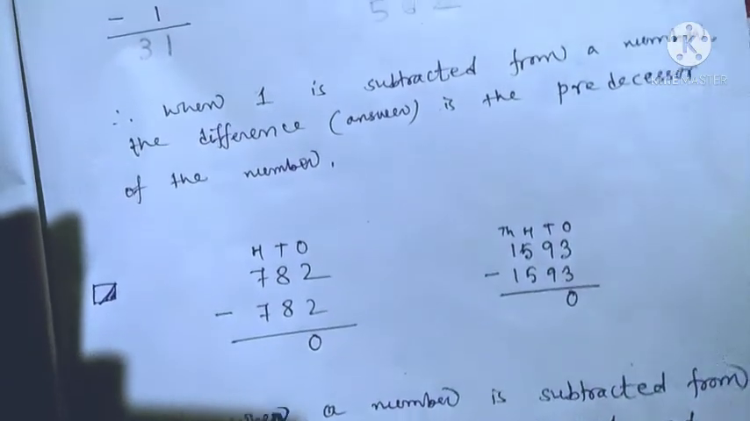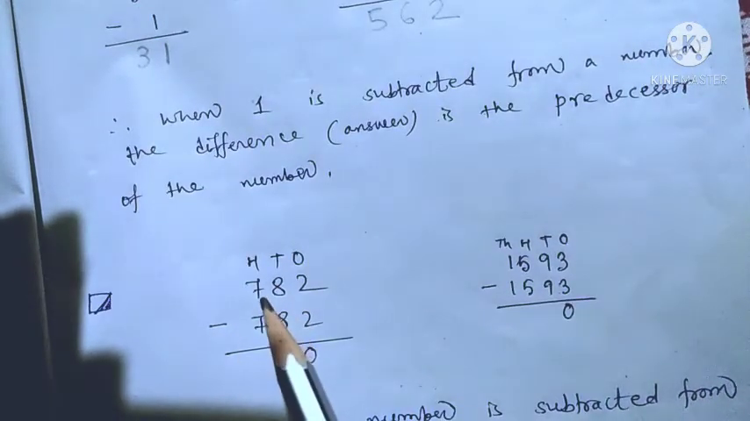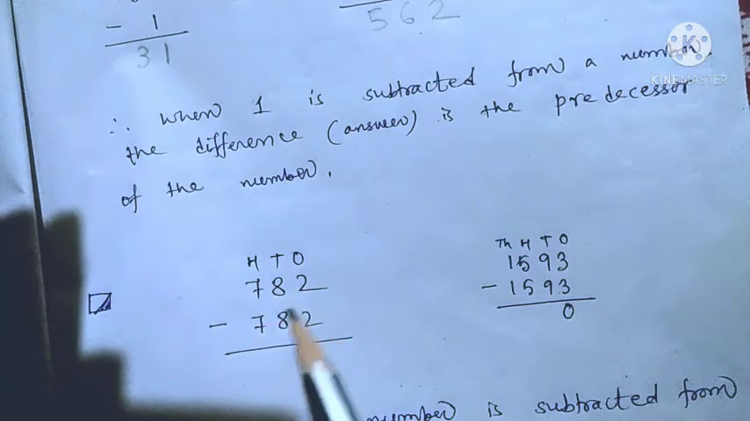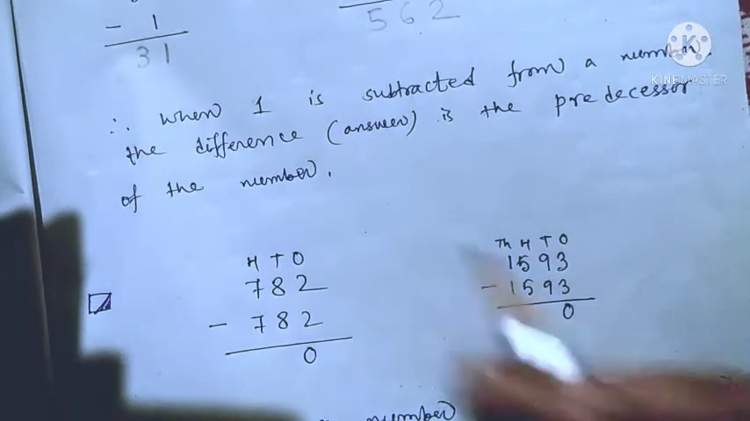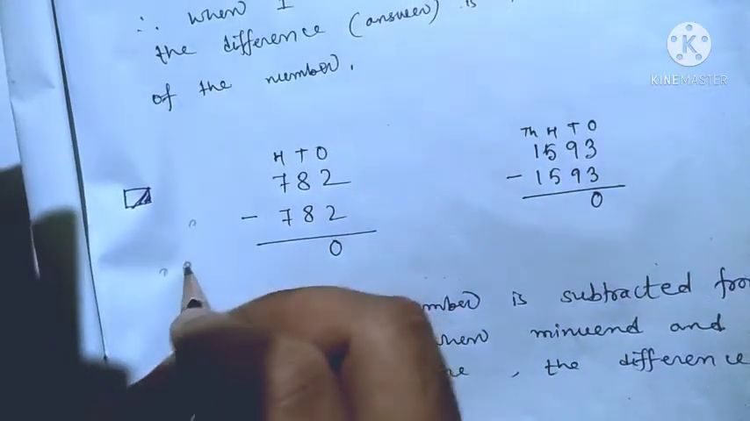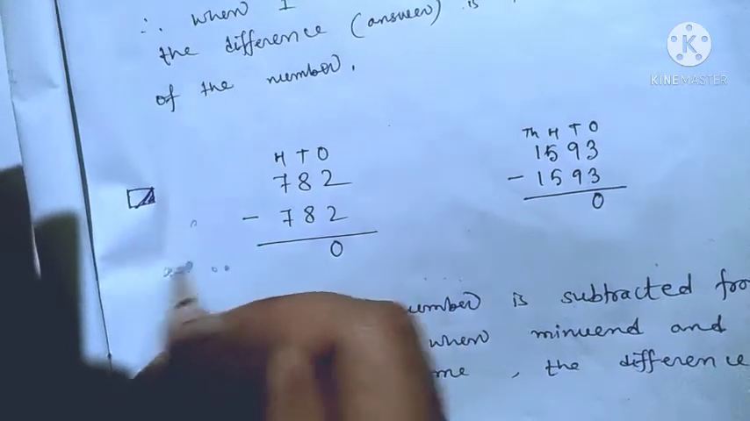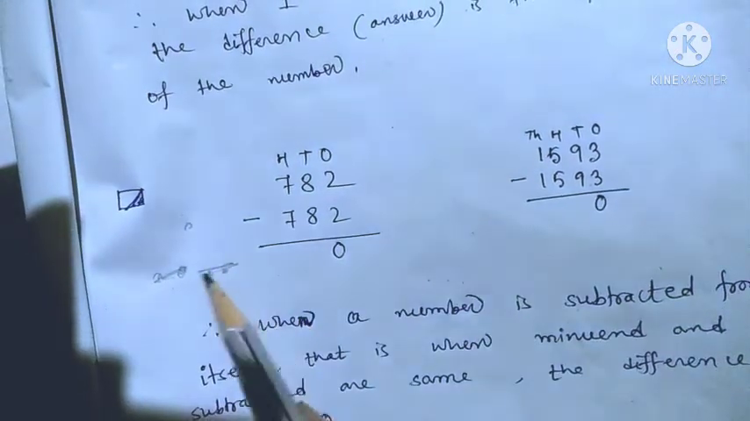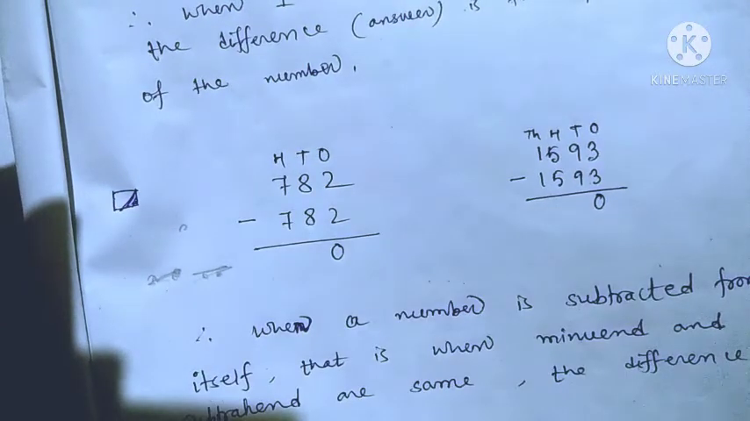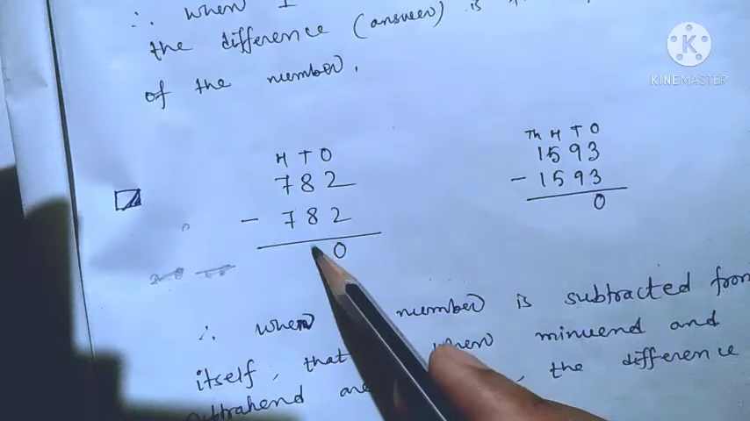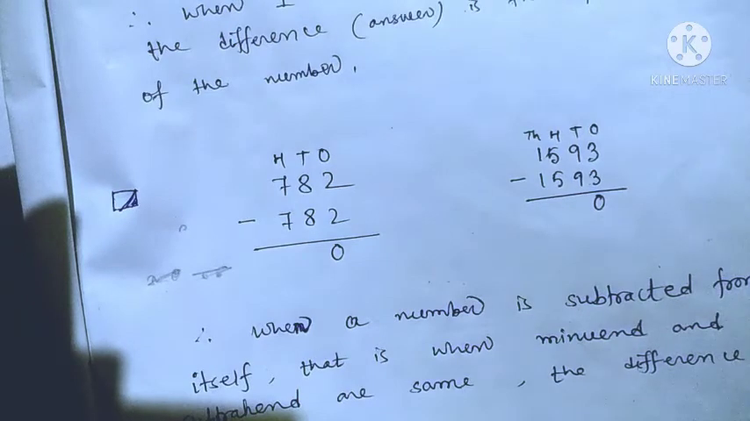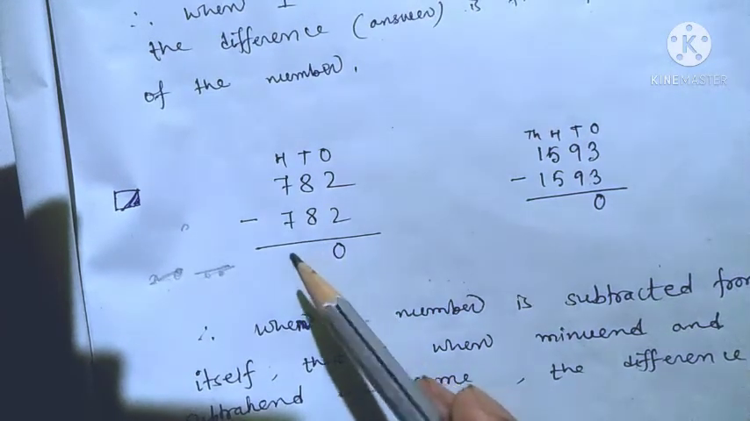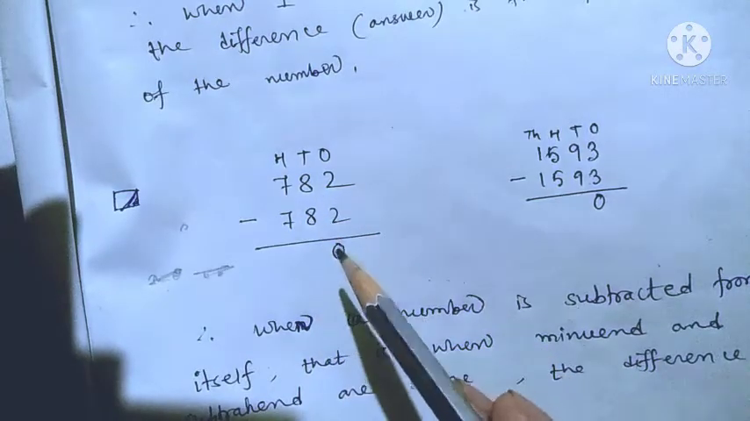So now we take another example, 782 minus 782 itself. When we subtract two same numbers, 2 minus 2 means 0. You can say 2 balls minus 2 balls means 0, because 2 balls dismiss 2 balls, so 0. Or 8 minus 8 means also 0, 7 minus 7 means 0. But we do not write 0 in the left hand. So the answer will be 0.